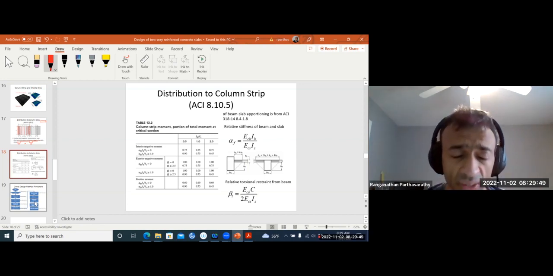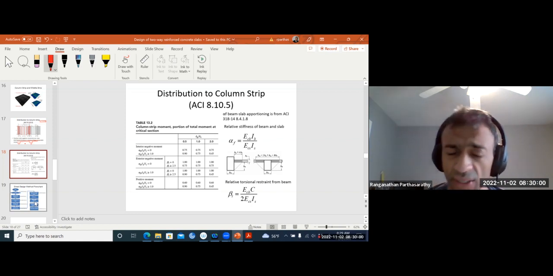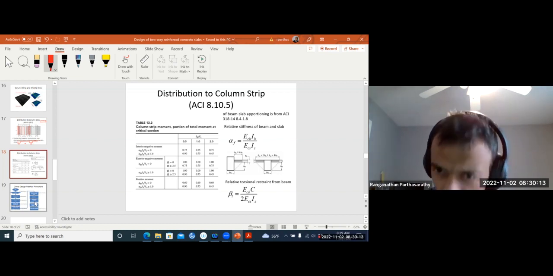Even in the equivalent frame method, we explicitly use the torsional stiffness to, as you said exactly, boost the moment of inertia in the perpendicular direction. But it is there even in the direct design method, although in a more empirical way.